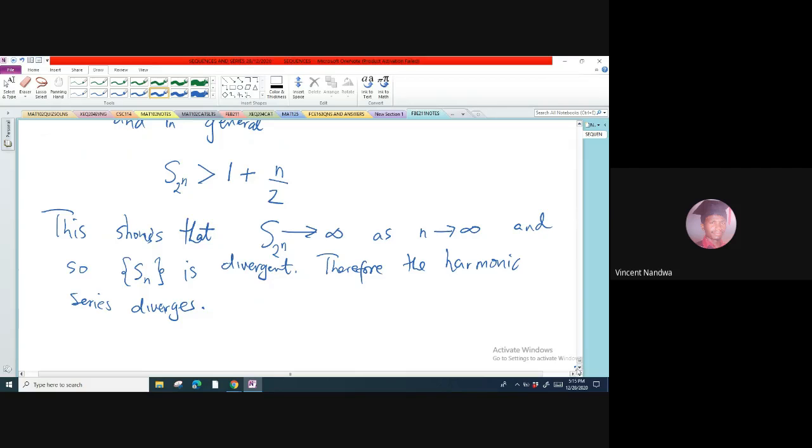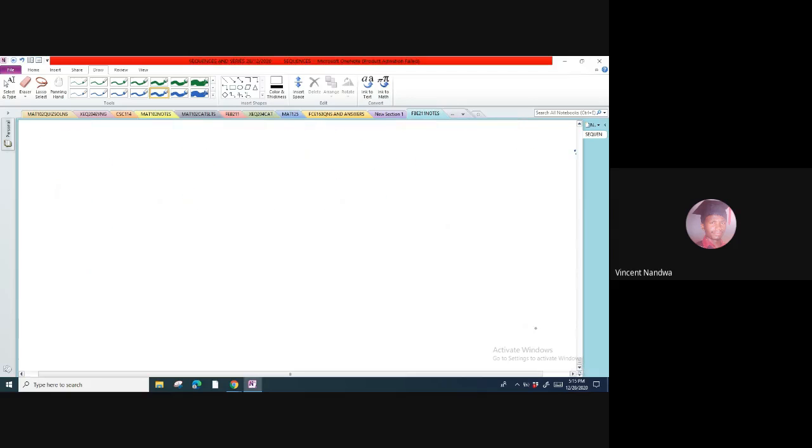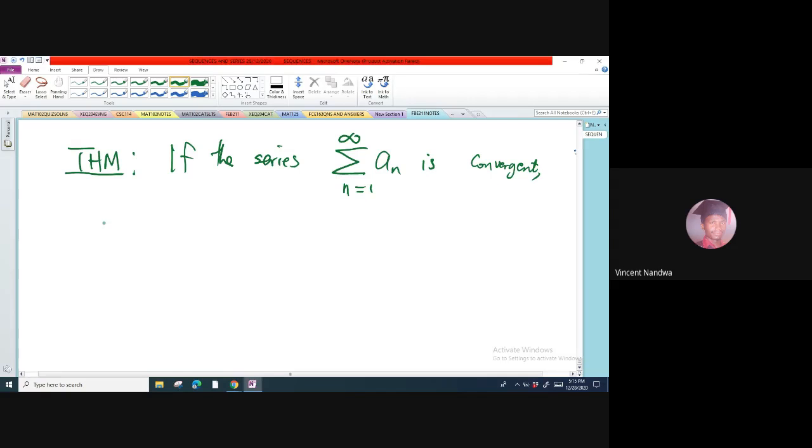So just another theorem here. If the series converges, then the limit as n approaches infinity of an equals 0. There's a small test for divergence here. Test for divergence.